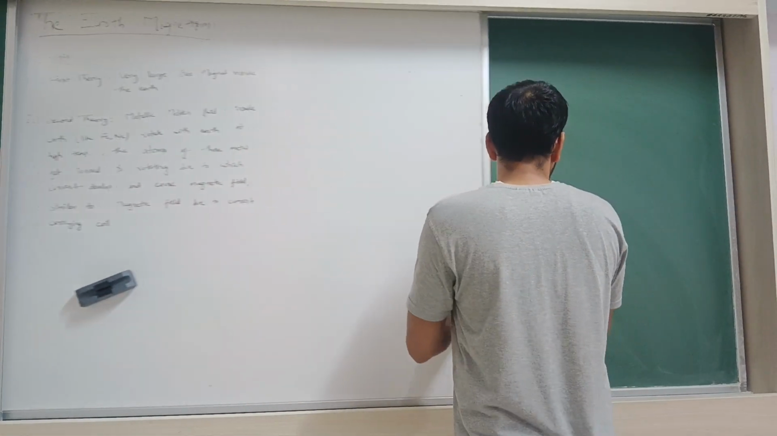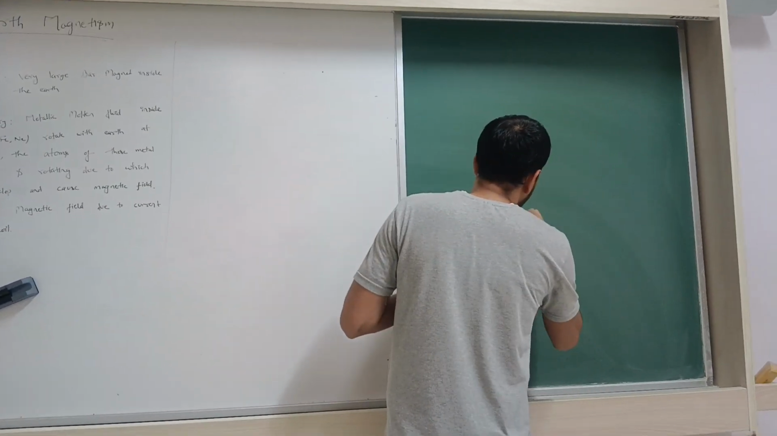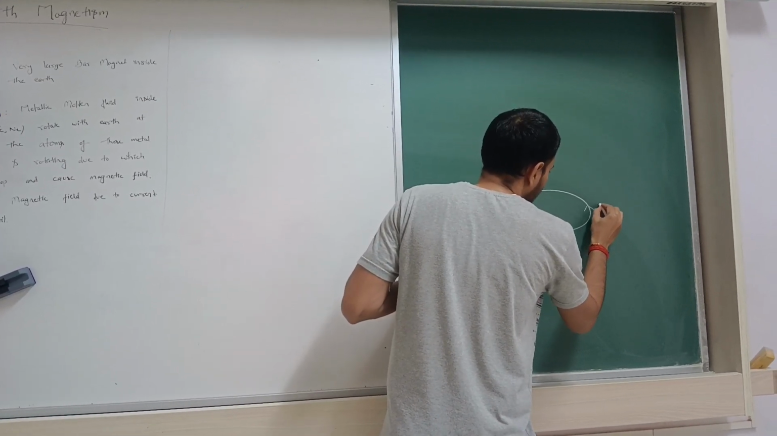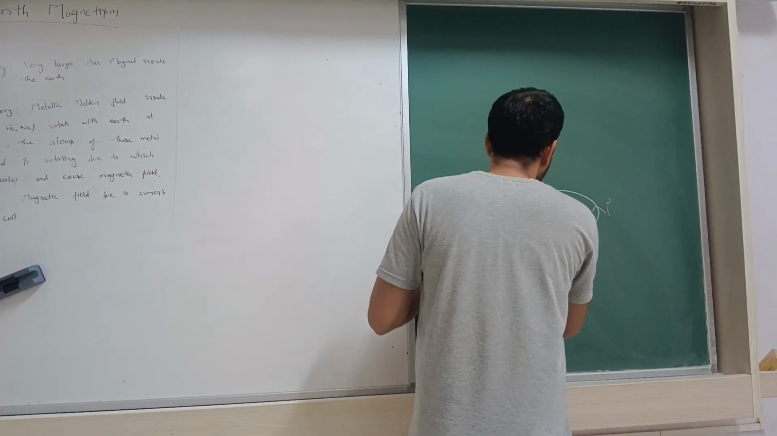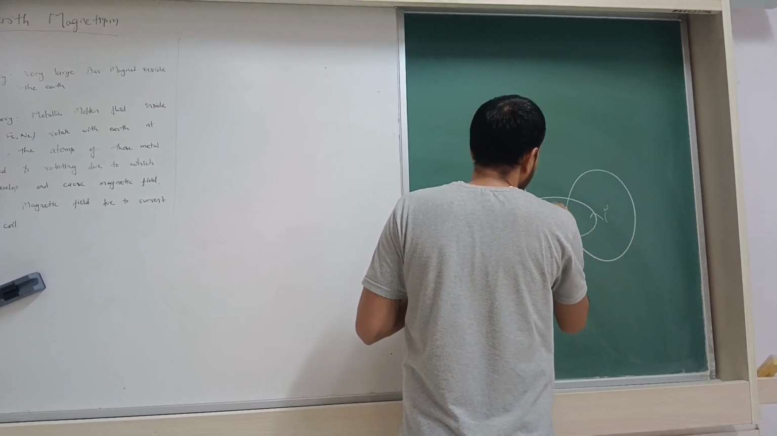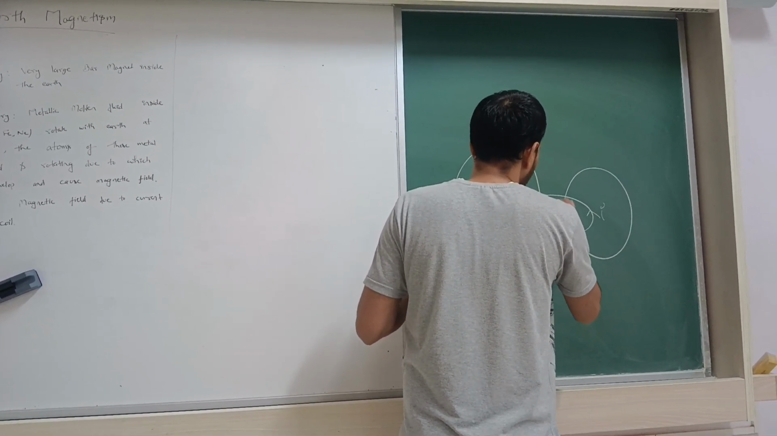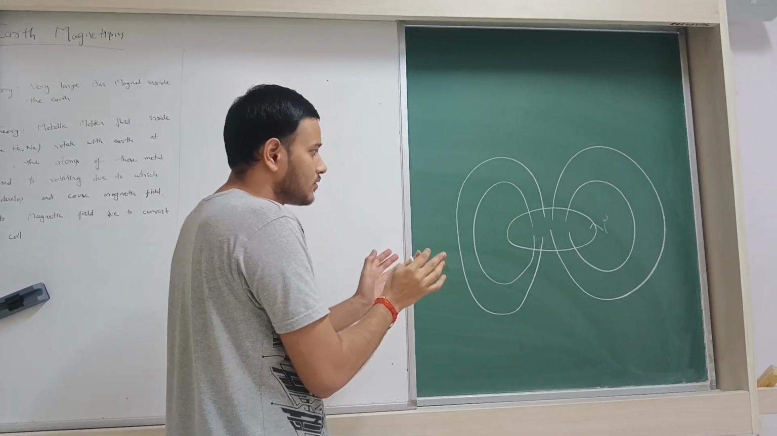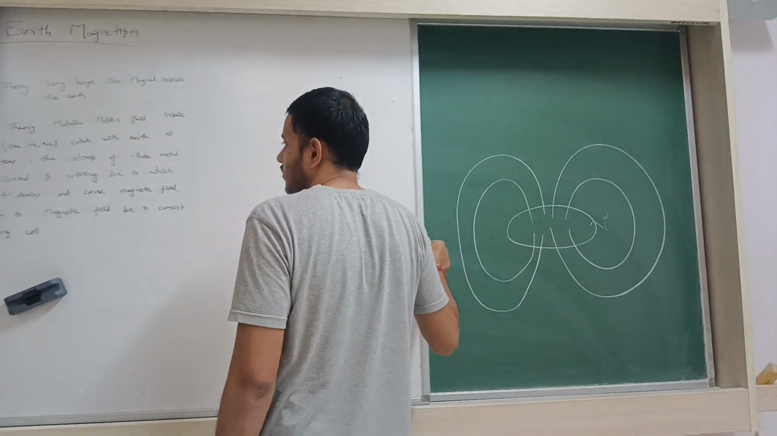As we studied, there is a coil in which a current is flowing, due to which a magnetic field is developed, as we studied earlier. The Earth's magnetic field is similar to this.